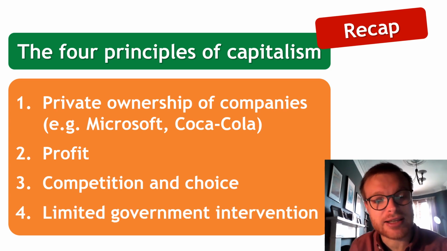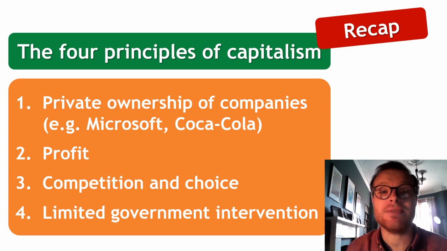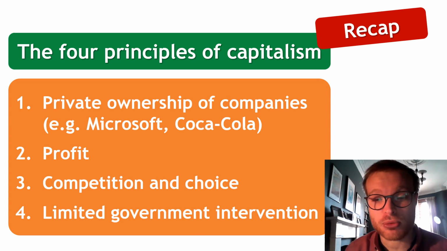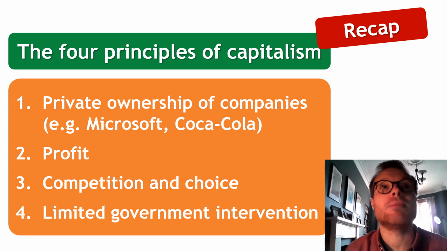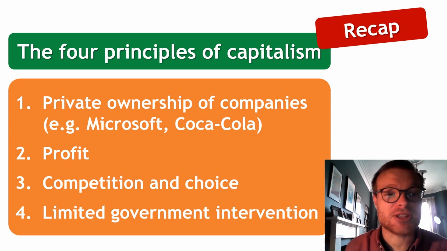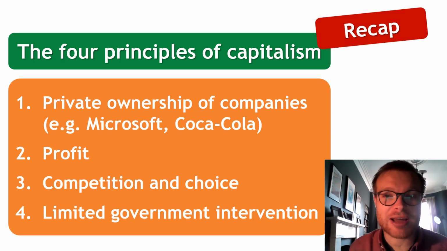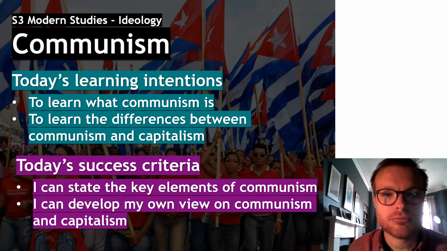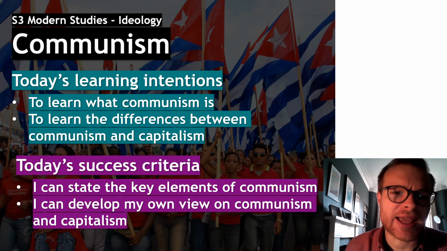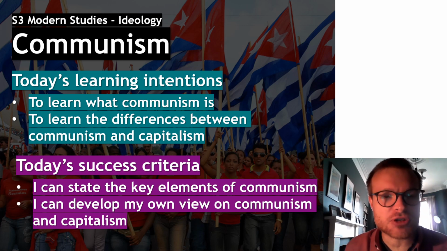And the final thing is that the government doesn't get too involved in what goes on with business. So in Britain, for example, the government does get involved in things like making sure that workers are paid a minimum wage, or making sure that factories are safe. But beyond that, they try to stay out of the way of business. They don't get too involved. So try and remember those four features of capitalism when we talk about communism, and then you can contrast the two. So what we're going to think about today is, well, what is communism, first of all?